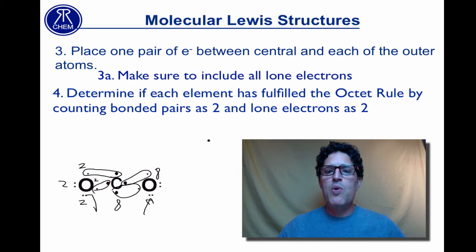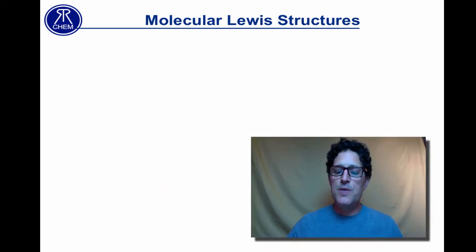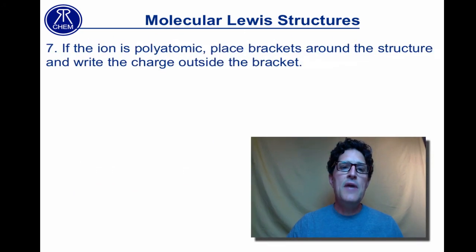It's very important that we pay attention to obeying what's called the octet rule. Each element surrounded by 8 valence electrons. It may be necessary to create multiple bonds until the octet rule is obeyed, which is exactly what I've done between the carbon and the oxygen. Continuing, if the ion formed is polyatomic, we place brackets around the structure and write the charge outside the bracket.